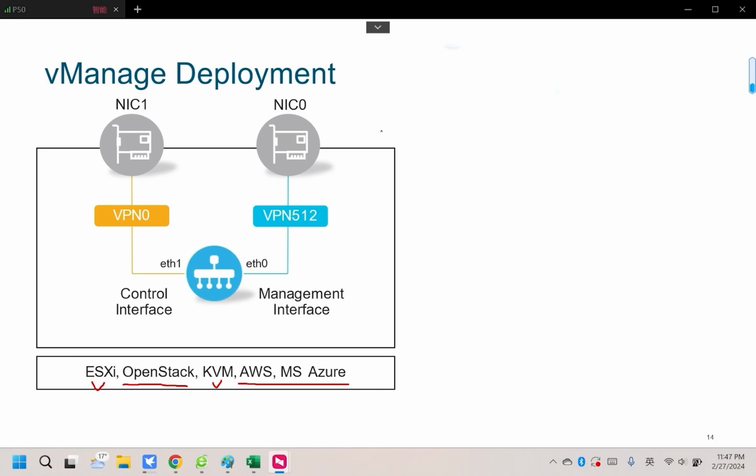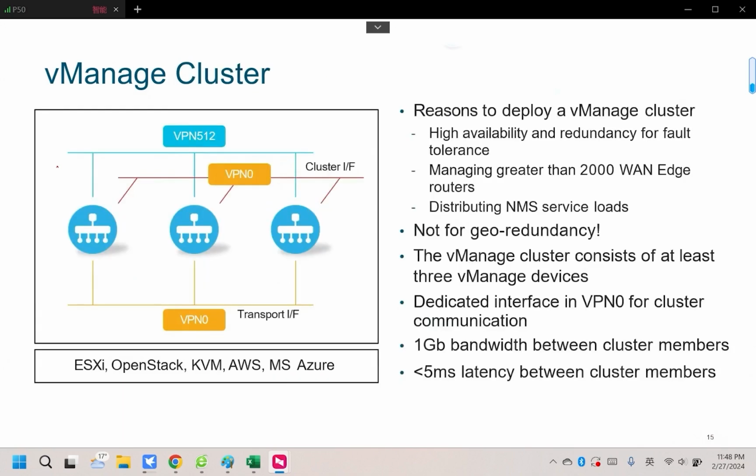Regarding our logical devices, they have two interfaces. Note that interface 0 is always used for out-of-band management, as the number 512. The first network card is placed in VPN 0. This is what we need to pay attention to when deploying vsmart and during the vmanage setup, alright? Because vmanage is a very important controller, to ensure its high availability, we need to set up a cluster.